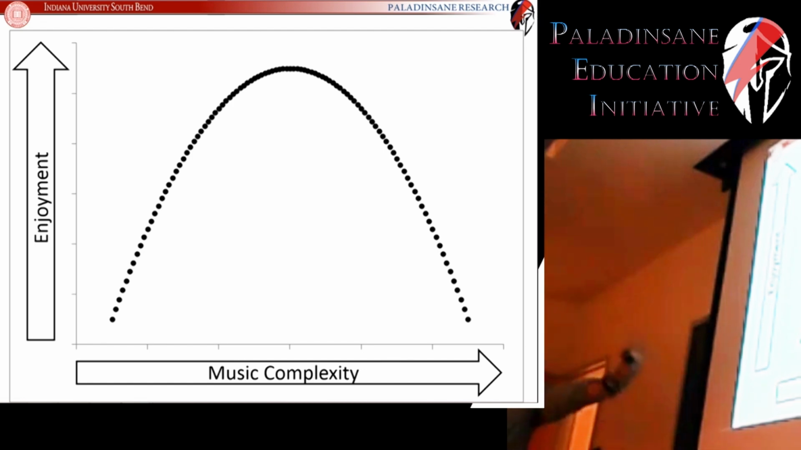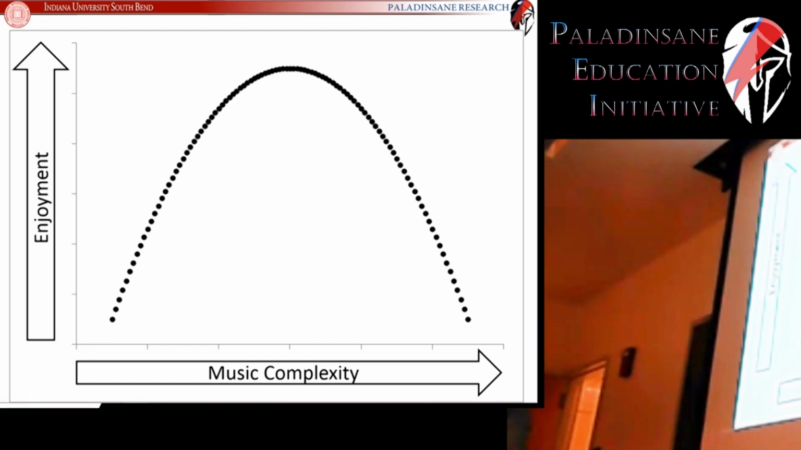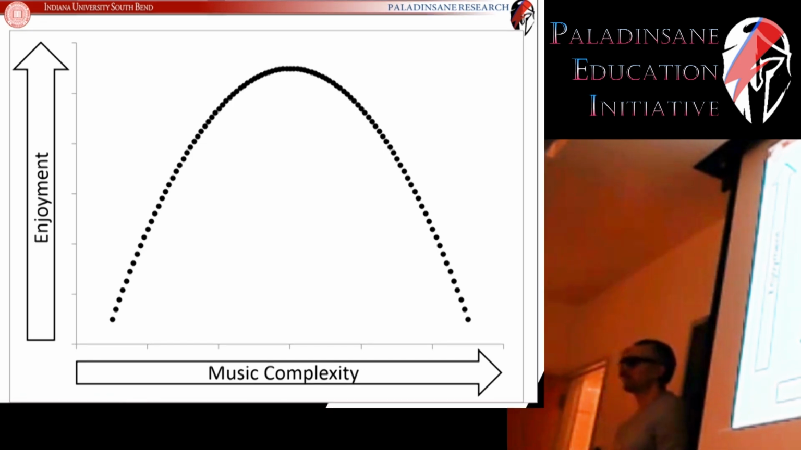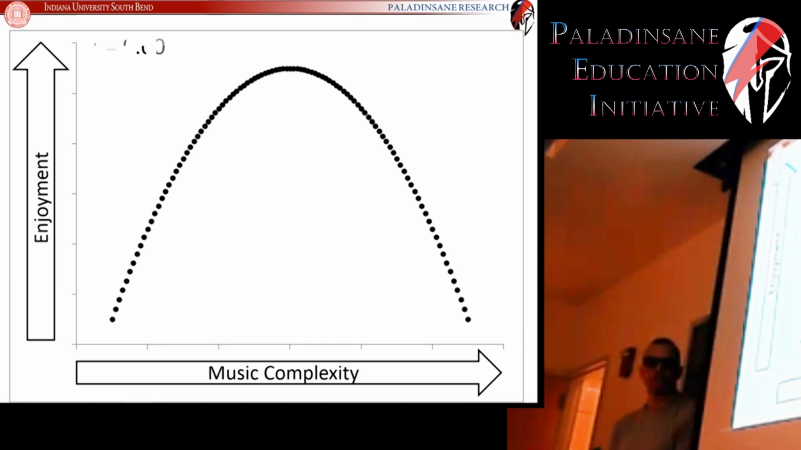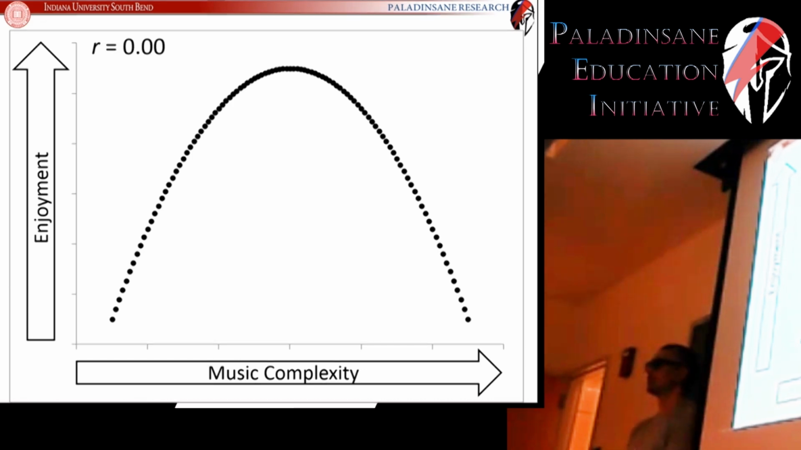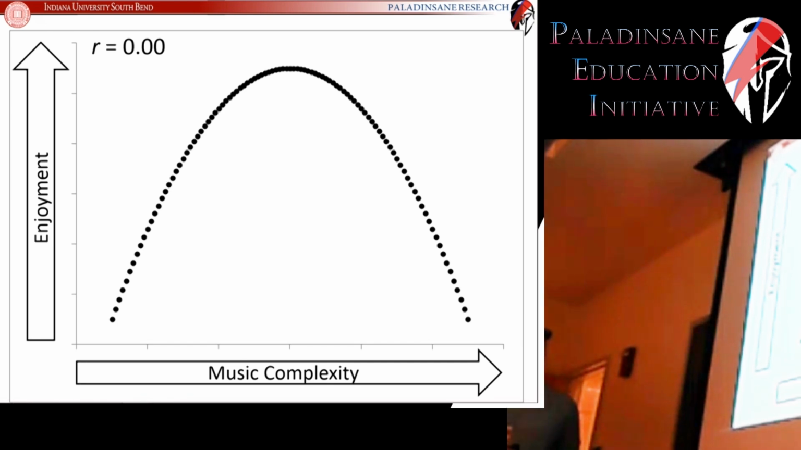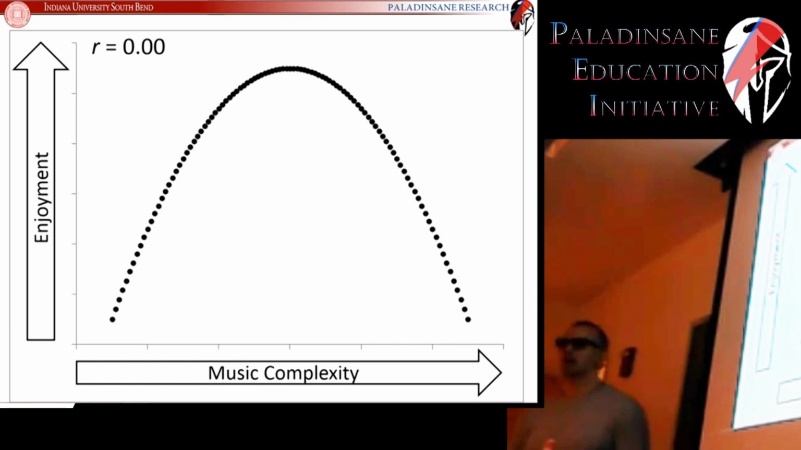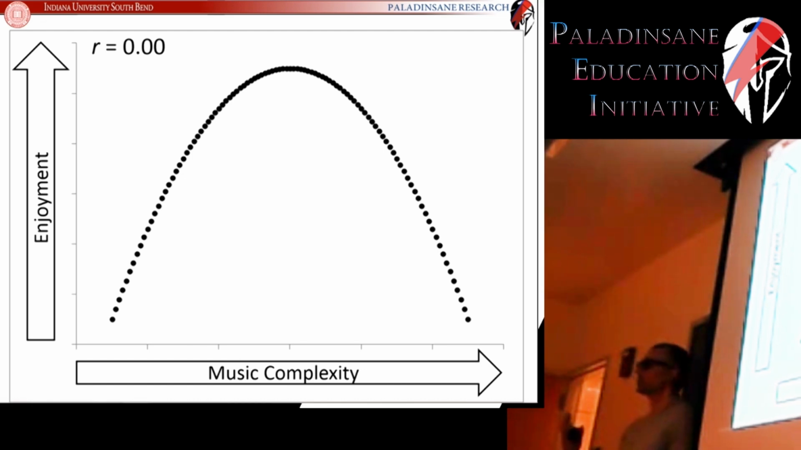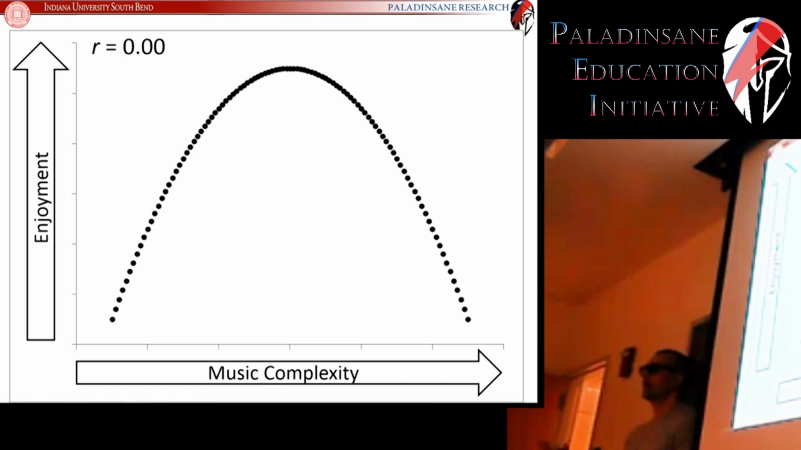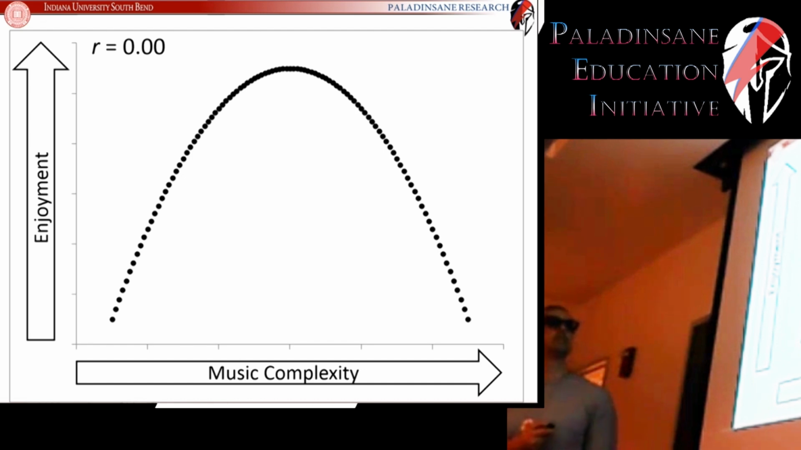This is as strong a relationship as you can get. But if you reported the Pearson correlation coefficient for this, you would get a correlation of 0, indicating no effect. So if you were to only rely on the correlation coefficient, you could say that there is no relationship between music complexity and enjoyment. My Pearson correlation coefficient is 0.